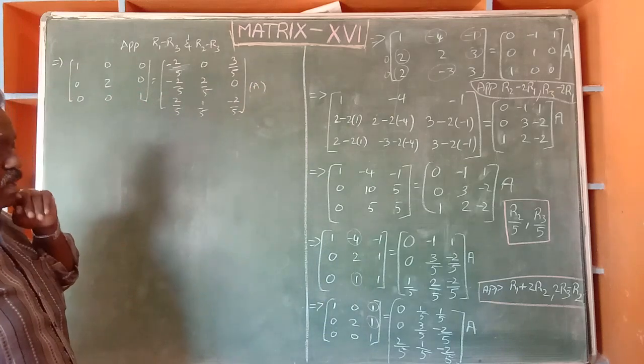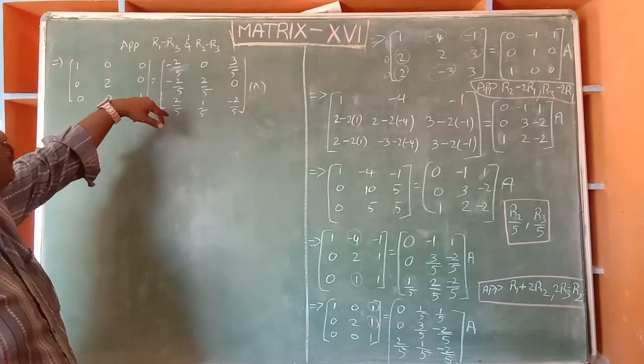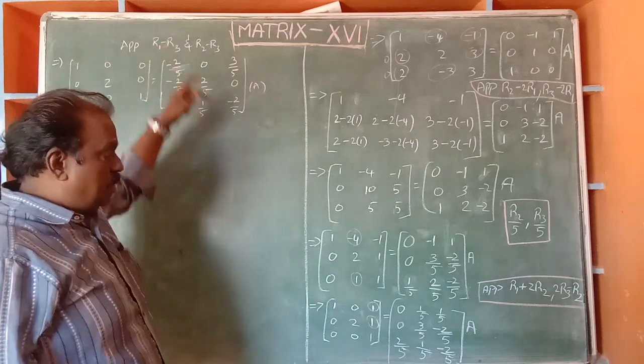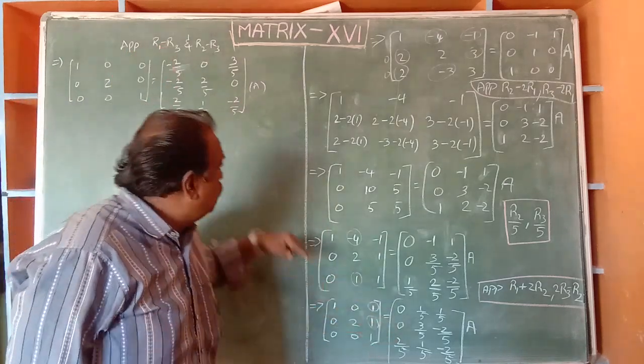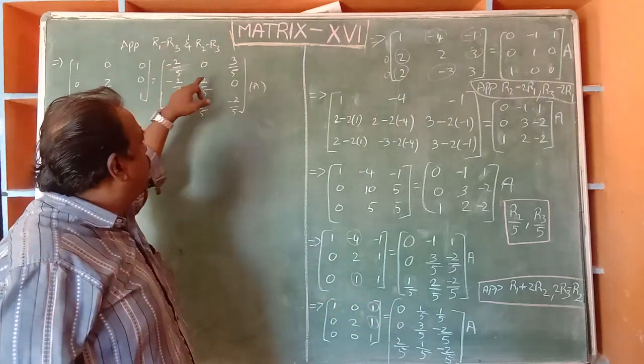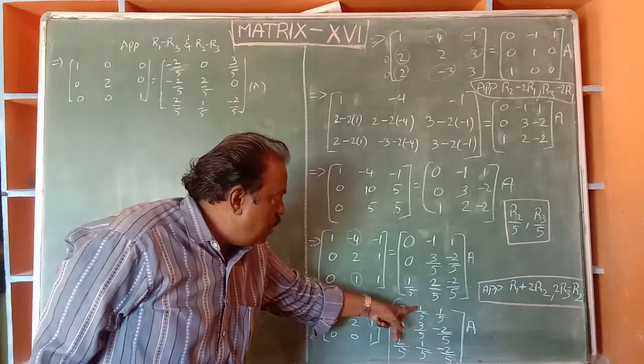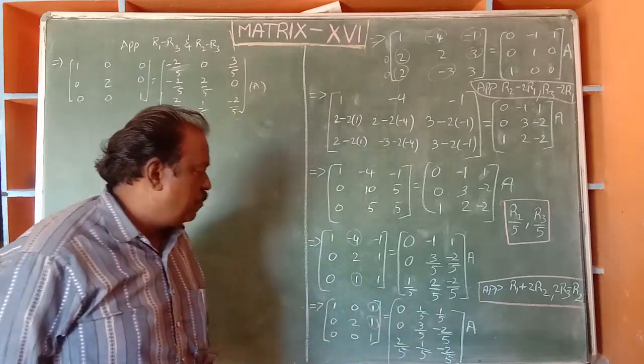Okay, now any doubt? You clarify. R1 minus R2, minus 2 by 5, 1 by 5 minus 1 by 5.